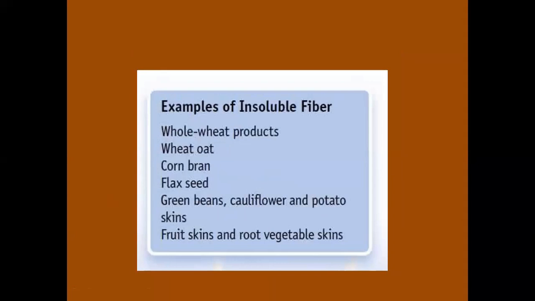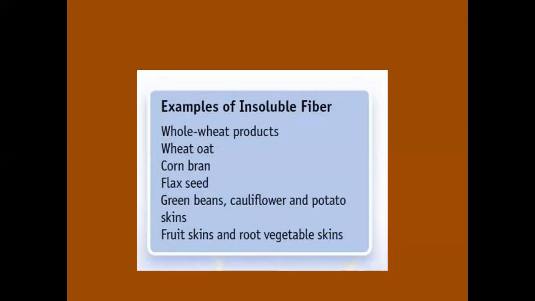Now the examples of the insoluble fibers. That is the wheat products, whole wheat products. Dalia is one example, where a rough grind of wheat is offered, cooked, and eaten like a medley. This is one example of insoluble fiber. Then corn, corn bran, flaxseed, then green beans, cauliflower and potato skin.